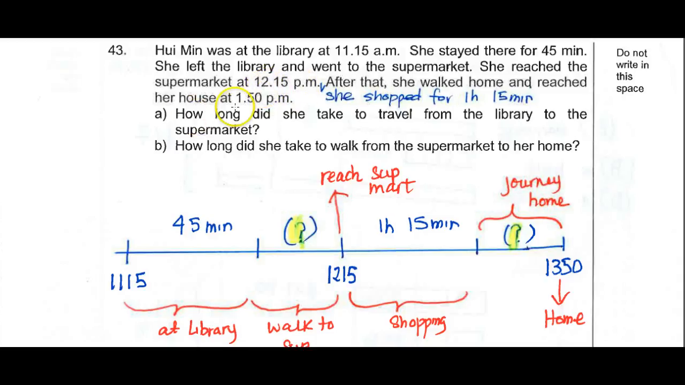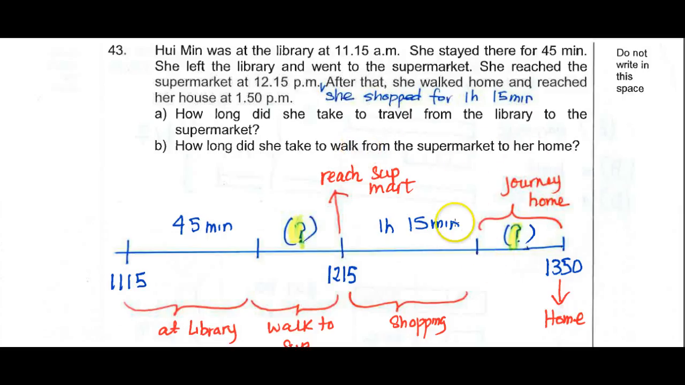Question 1. How long did she take to travel from the library to the supermarket? This is the question here. From here to here, she left the library and walked. How long is this? That's question A. Question B. How long did she take to walk from the supermarket to her home?